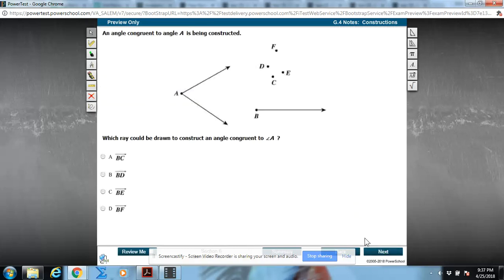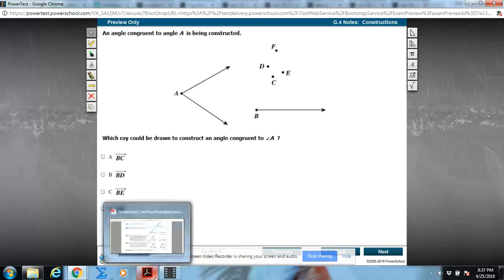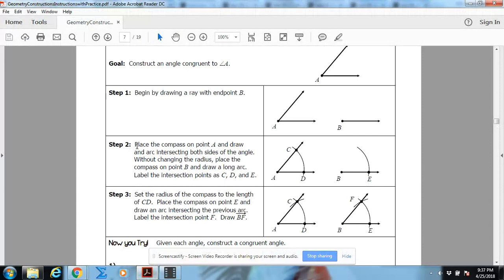All right, here's my last example for you in the series. It says an angle congruent to angle A is being constructed. Which ray could be drawn to construct an angle congruent to A? All right, so we're working on this congruent angle. They've already drawn the ray that we need. So we're on to step 2.